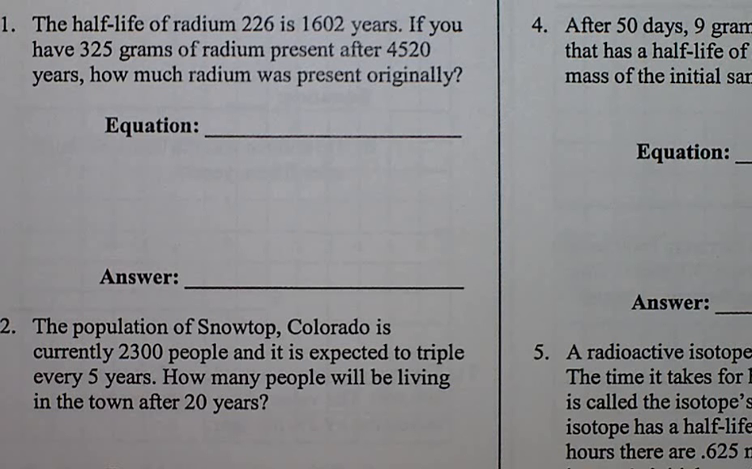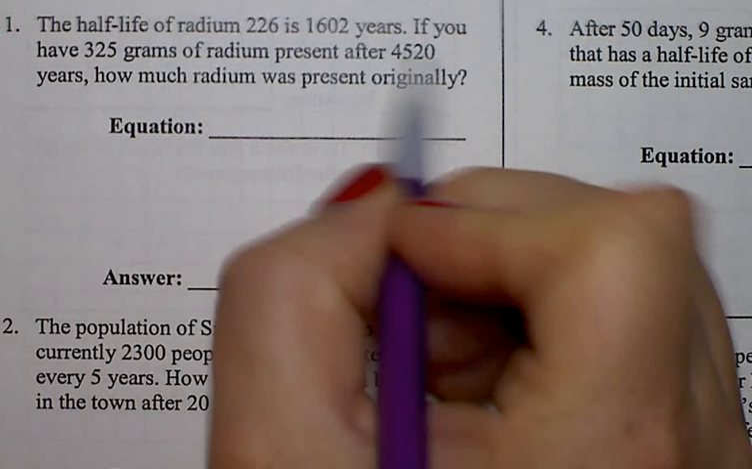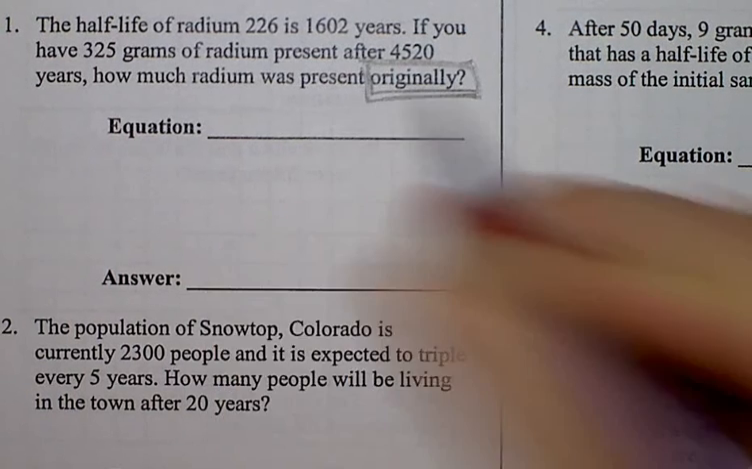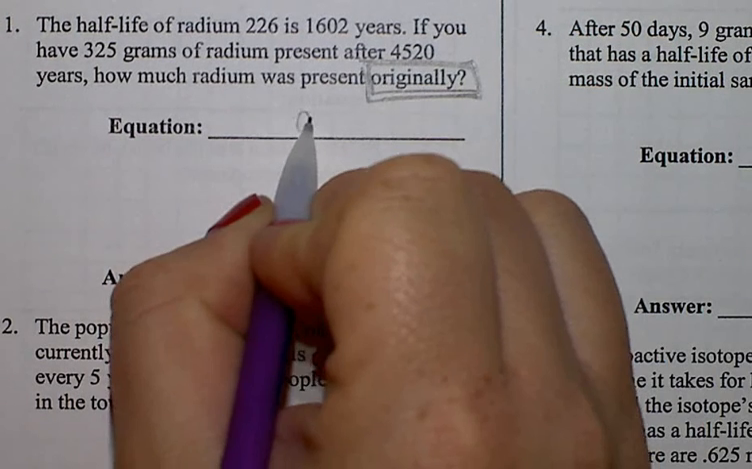Okay, the exponential and logarithmic review. So this is reviewing stuff we went over prior to the AZ Merit and ACT. The half-life of radium-226 is 1,602 years. If you have 325 grams of radium left after 4,520 years, how much radium was originally present? Circle originally present. We want to know what we would consider the A to be. So I don't know this initial amount.